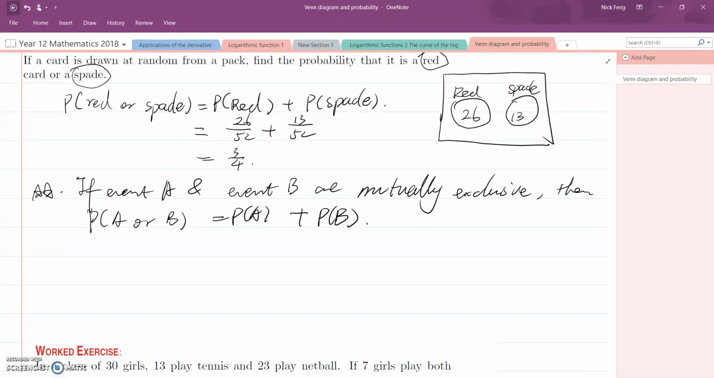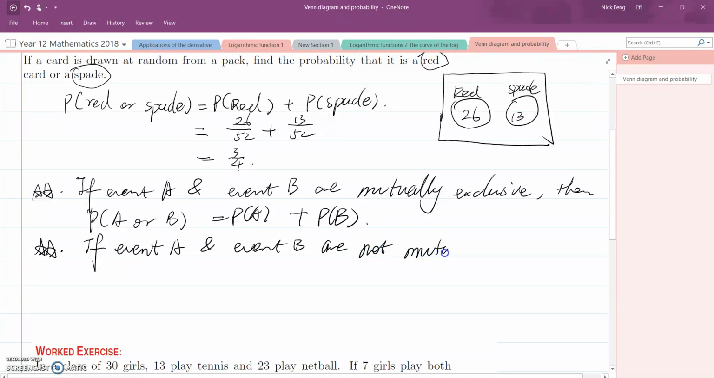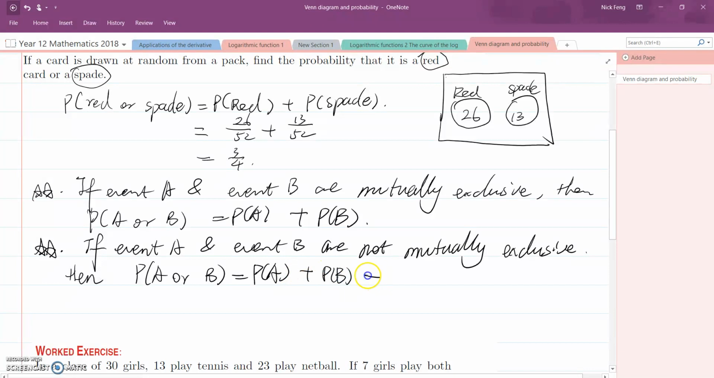What happens if the two events are not mutually exclusive? In other words, there are some common parts in between these two events. If events A and B are not mutually exclusive, then, now this is the very, very famous addition rule. That is, the probability of A or B equals the probability of A plus the probability of B minus the probability of A and B.